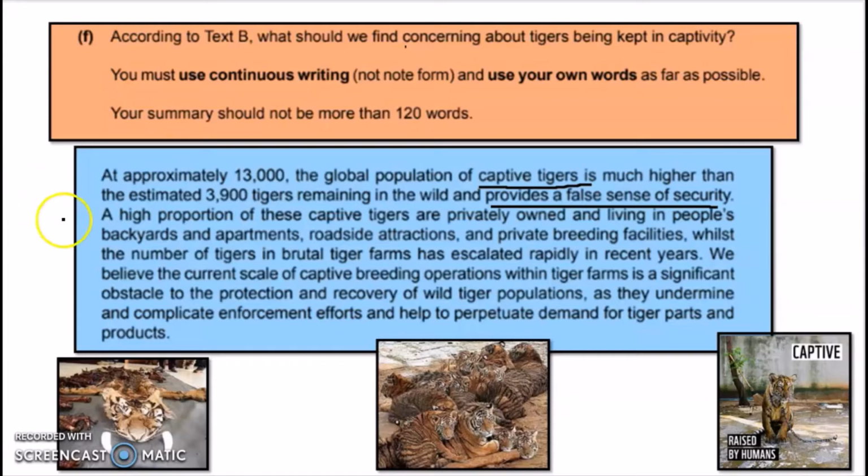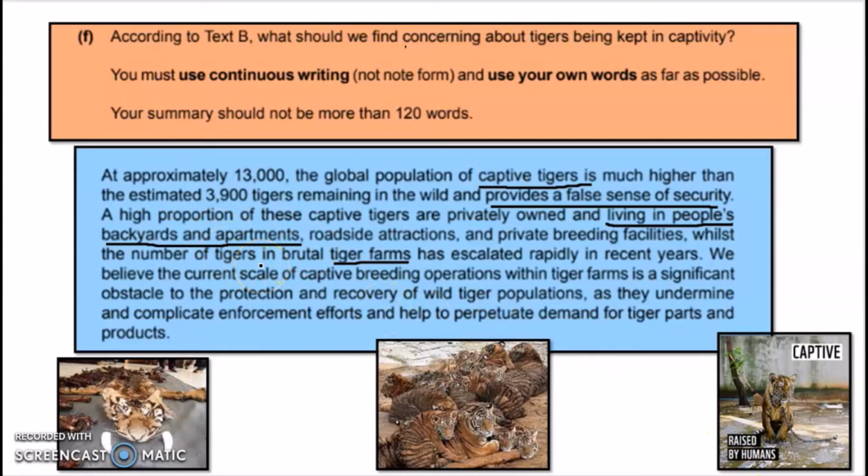The next point about the captive tigers from the same paragraph is the unsuitable accommodation. Look at the paragraph here. A high proportion of these captive tigers are privately owned and living in people's backyards and apartments. It means they are not living in the natural habitat. Roadside attractions and private breeding facilities, whilst the number of tigers in brutal tiger farms. What should we be worried about? That when they are raised by humans, they are not safe.